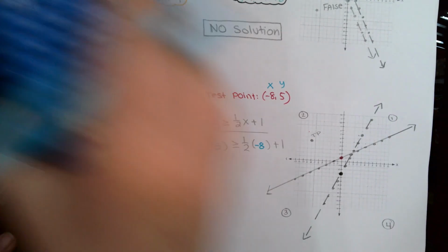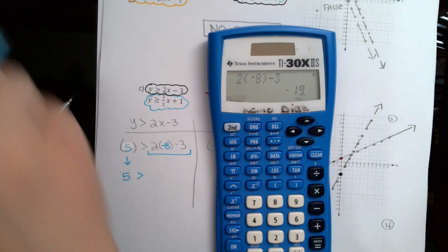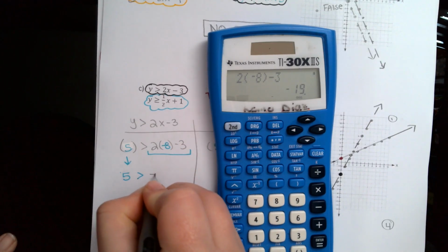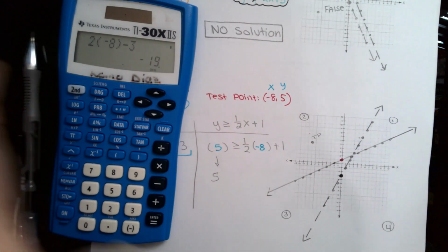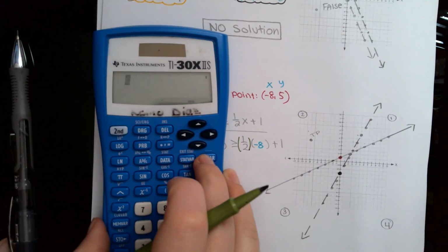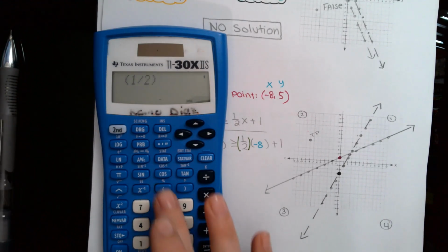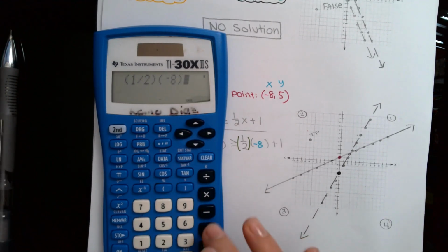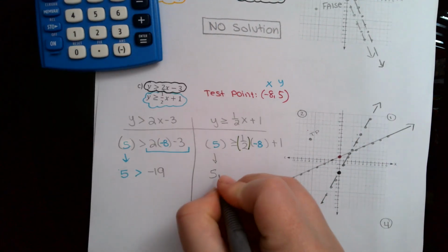This does not have any fractions, so we can just type in 2, open negative 8, close it, minus 3. Okay, I get a negative 19. Here on the other side, I do have a fraction. So when you type this into the calculator, that 1/2 needs to be inside parentheses. If you don't do this, the calculator will give you a wrong answer. And I get a negative 3.